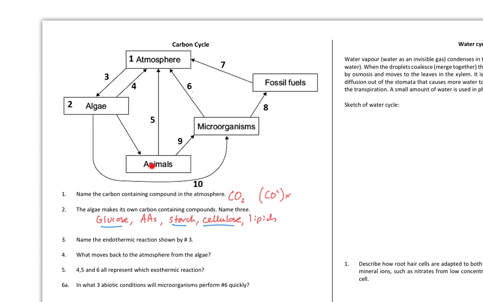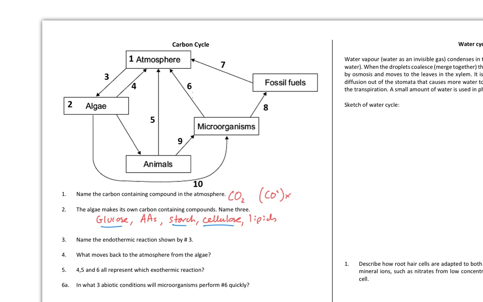So when an animal eats the algae or the plant, it's taking in glucose, starch, cellulose, lipids, amino acids or proteins, I could say as well. So amino acids are joined into proteins. Monomer, polymer again. Name the endothermic reaction shown by number 3.